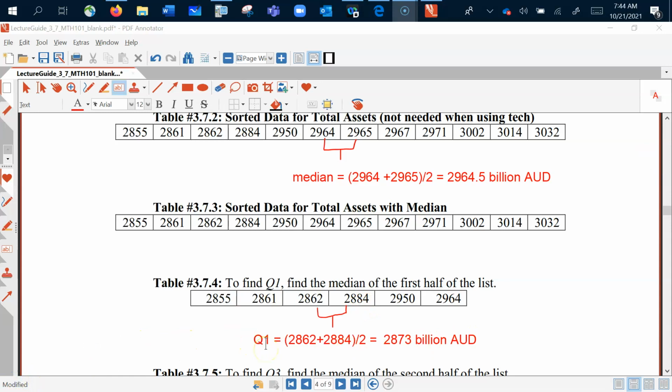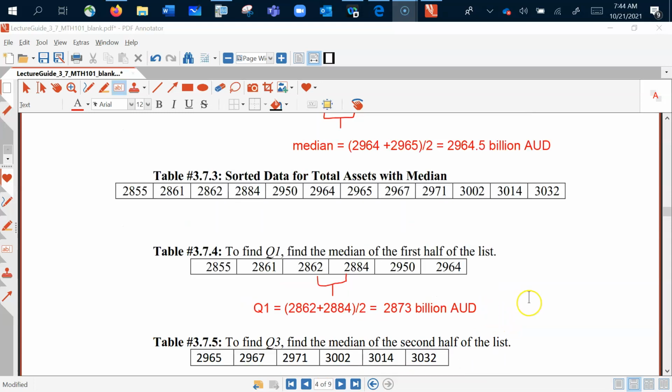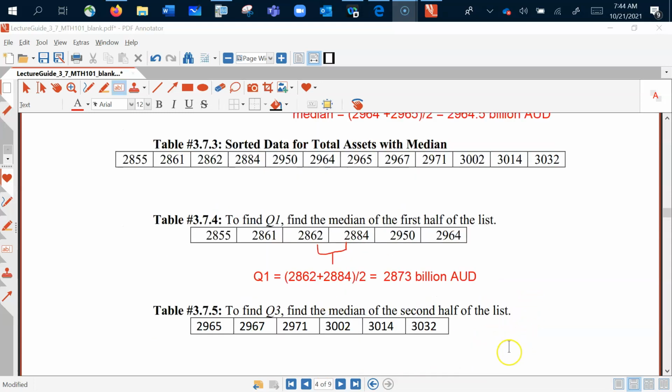So the first quartile is the third data value when it's ordered, plus the fourth data value when it's ordered, divided by 2, and so we get 2,873 billion AUDs. That's the first quartile. To get the third quartile, we take the upper half of data, and that's going to run from 2965 up to 3032. That's that data, again in order still.